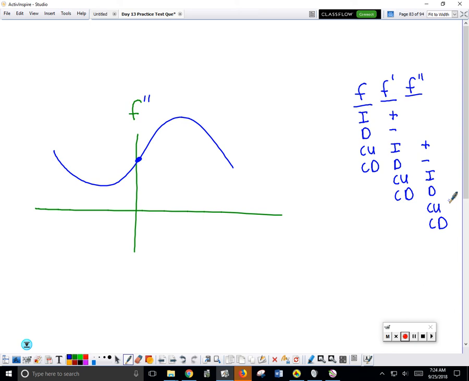However, what I'm looking at is F double prime, but I'm trying to see where F has an inflection point. Now I've got to look in two places. I have to say F has an inflection point when this happens, right here.